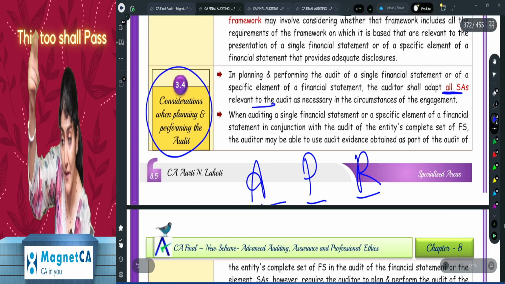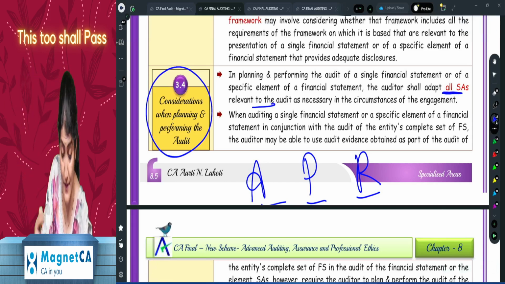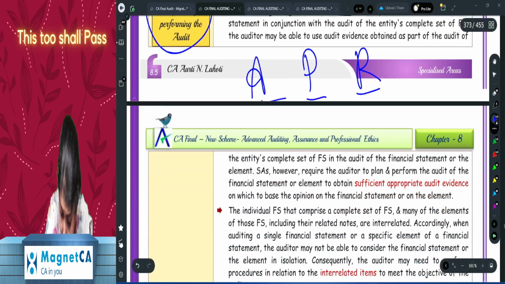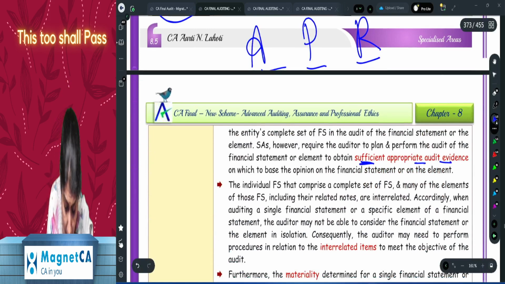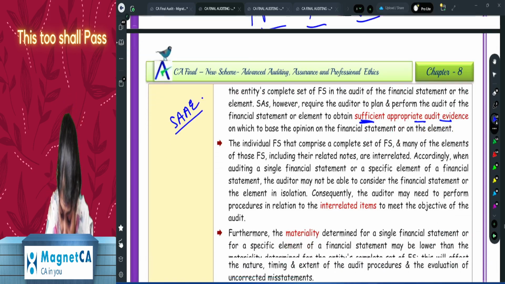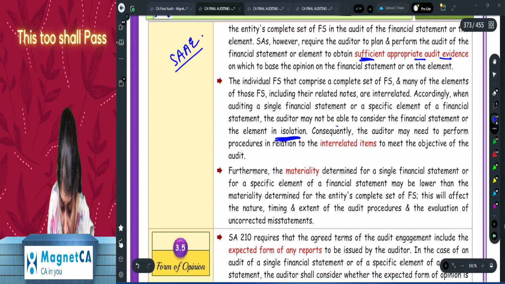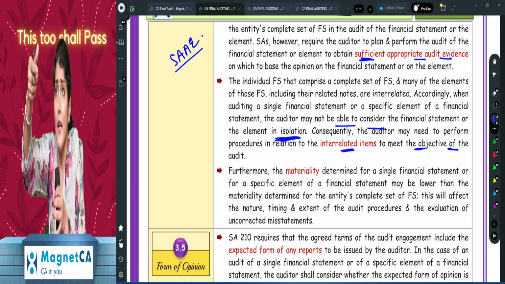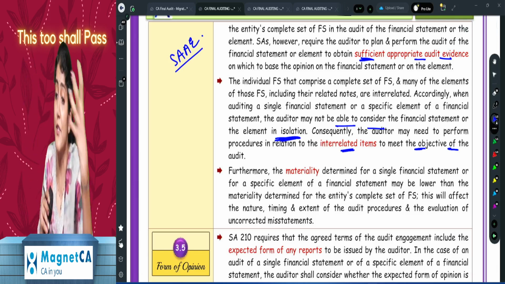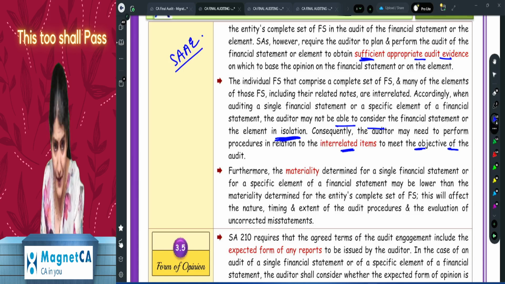Right? So there in 800, what do we say? Comply with all SAs. Here, what do we say? Adapt all SAs which are relevant to the audit. And regarding that part, what does it say? You obtain the sufficient appropriate audit evidence. Then, what does it say? Some items, you cannot do the audit of them in isolation. So you might have to do the audit of the interrelated items together. Like, if I'm doing audit of debtors, you say, Aarti, you are appointed to do audit of debtor. Why you're checking provision for bad and doubtful debts? Will I have to check provision for bad and doubtful debts? Why? Because it is an interrelated item.